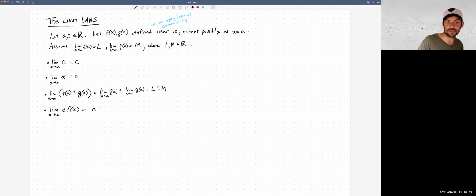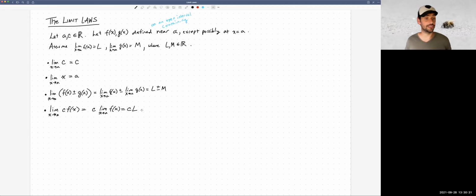If we're taking the limit as x goes to a of a constant times a function, this is the same as taking the limit of that function and then multiplying it by that constant, right? So if f is getting closer and closer to the number 7 as x gets closer and closer to a, but we're taking f and multiplying it by 2, then the outputs are going to be getting closer and closer to not 7, but 7 times 2, or 14. So symbolically, we see that the constants can slide through outside the limit.